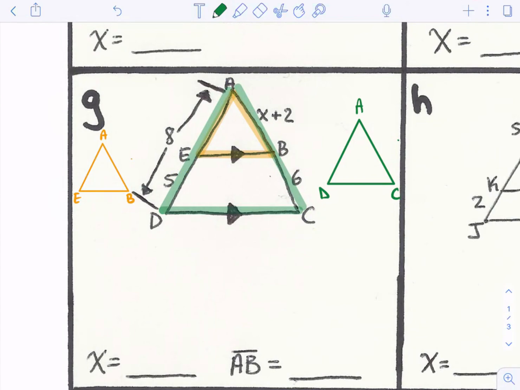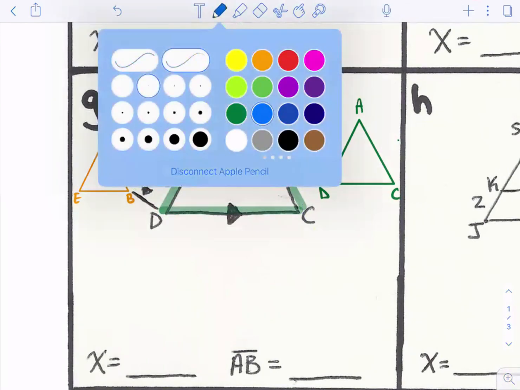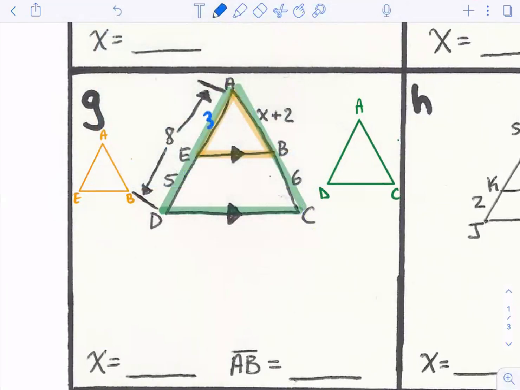Now, in these 2 triangles, I only know the left and the right sides. I don't know the bottom, so I'll only be setting up 2 ratios, not all 3. But here's the thing. If I know this whole thing is 8, and this piece is 5, how long does this need to be so that the whole thing is 8? Hopefully some of you are saying 3. So that's the distance from A to E.